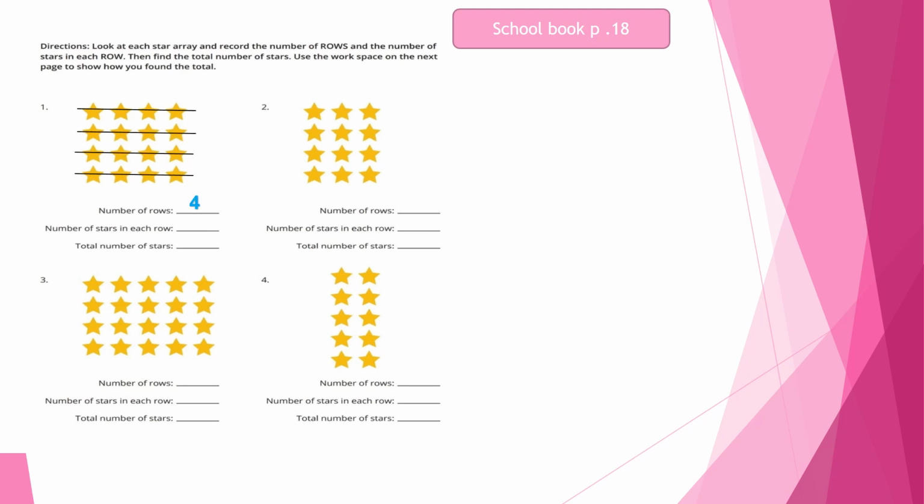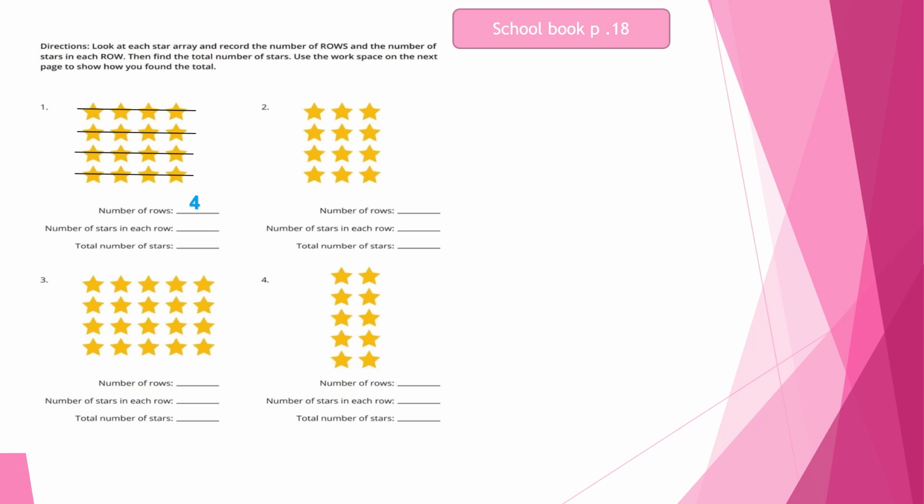The number of stores in each row. In each row, how many stores in each row? In the first row, how many stores? 4. In second, 4, and so on. So the number of stores in each row, 4.